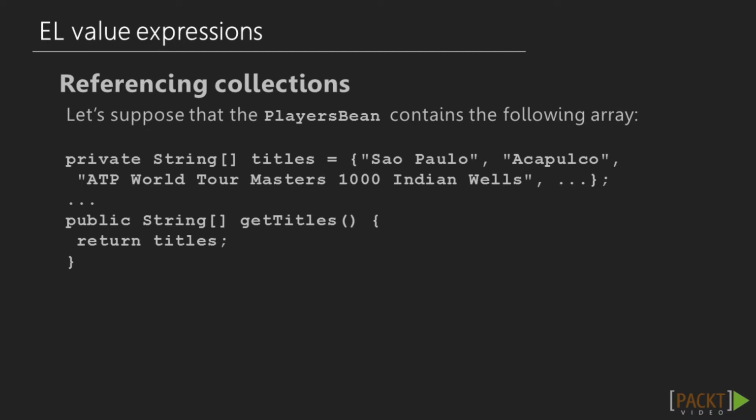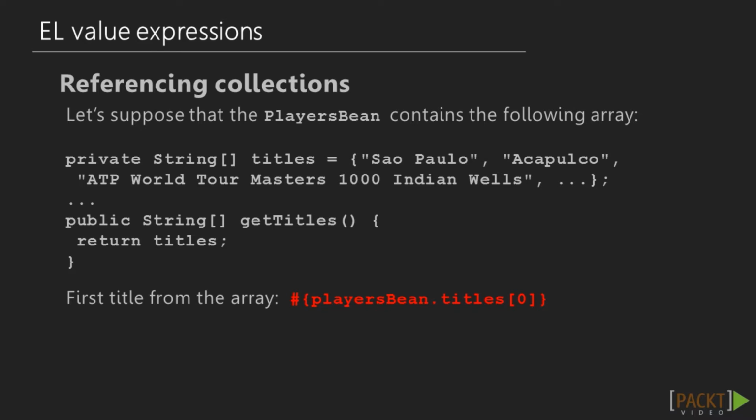Further, let's talk about referencing collections. Well, collection items such as arrays, lists, maps, sets, and so on can be accessed from EL expressions by specifying a literal value that can be converted to an integer, or the brackets notation with an integer and without quotes. For example, let's suppose that the player's bean contains an array named titles that keeps the titles won by a player. Now, you can access the first title from the array by specifying its position in the array, which is 0. The needed expression looks like this.